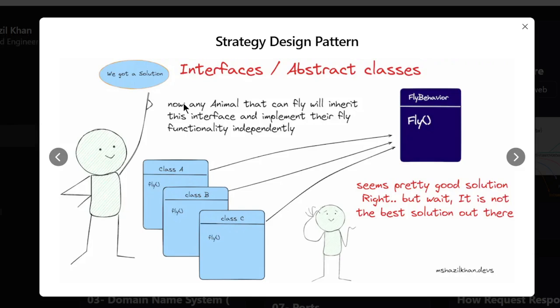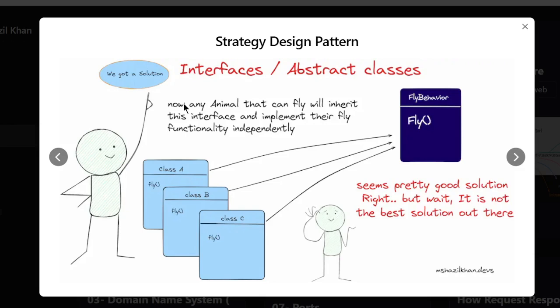He's saying that interfaces and abstract classes can solve our problem. If you have studied object-oriented programming, then you might have come across the concept of interfaces and abstract classes. If you have studied object-oriented programming in the Java programming language, then there are interfaces.